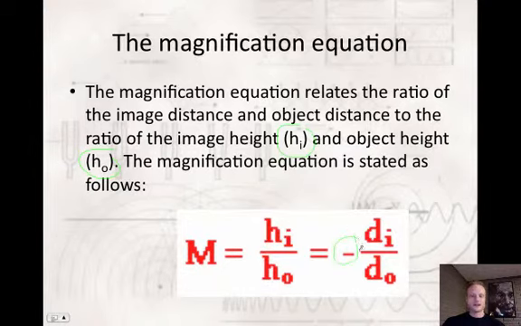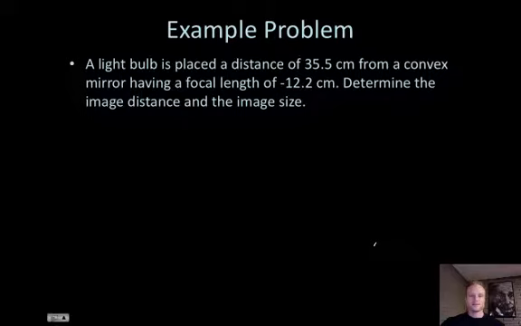You'll notice there is a negative sign there, so make sure you don't forget that, because signs are pretty important in these equations. Negative signs tell you different things about objects. In this case, this negative sign is saying that it's a virtual image. We'll talk more about that when we get to example problems. So let's do an example problem, shall we?